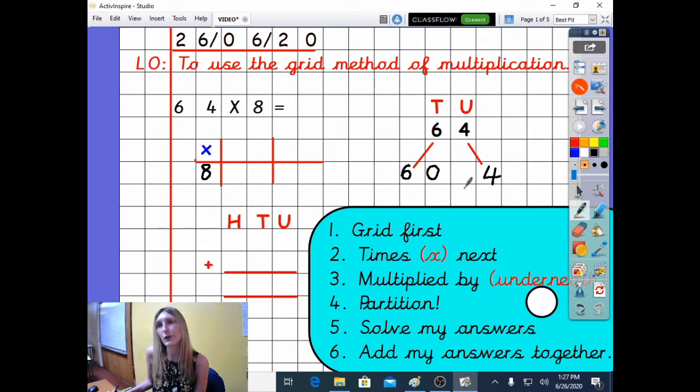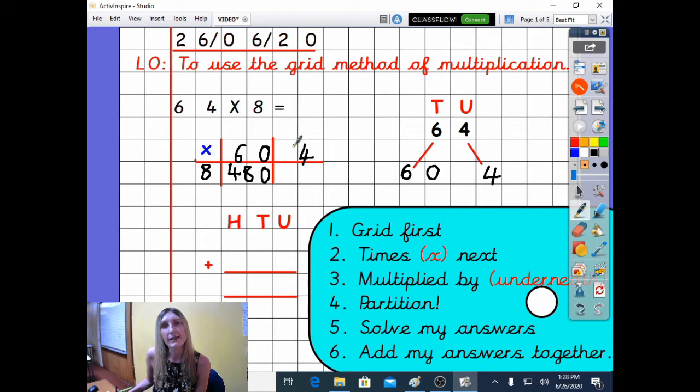Then I use these two bits of partitioning to be my headings in my grid. So I've got 60 and I've got 4. Then I use that grid to do 8 times 60. Now some people might be thinking this is really hard, Miss Davis, but you do know what 6 times 8 or 8 times 6 is. 6 times 8 is 48. And then we know we're in the tens, so we add a 0. So 8 times 60 is 480.